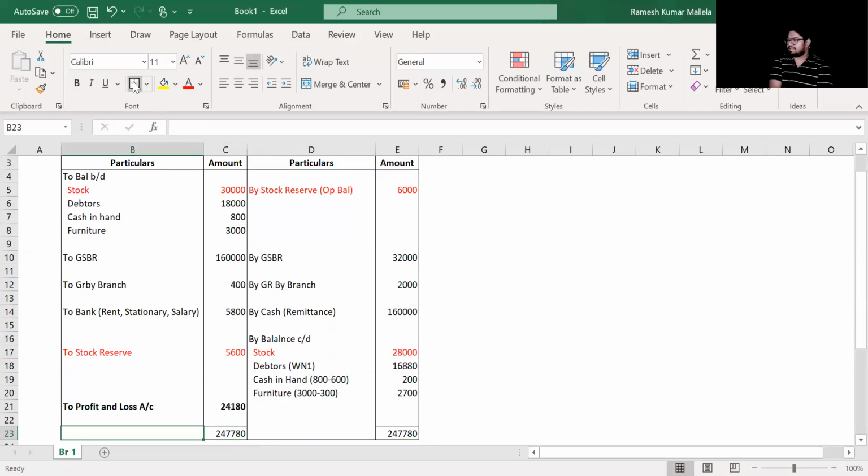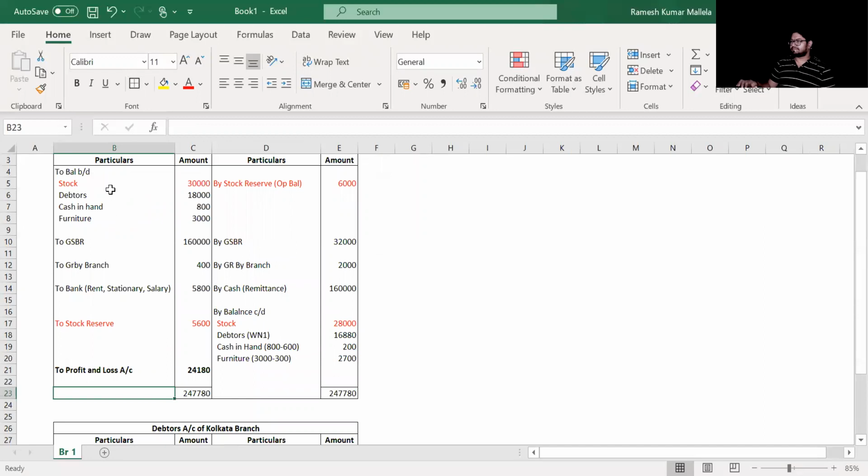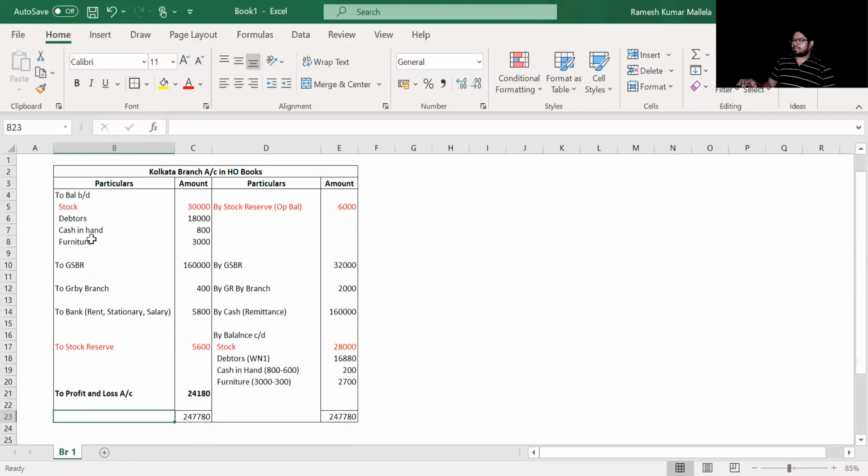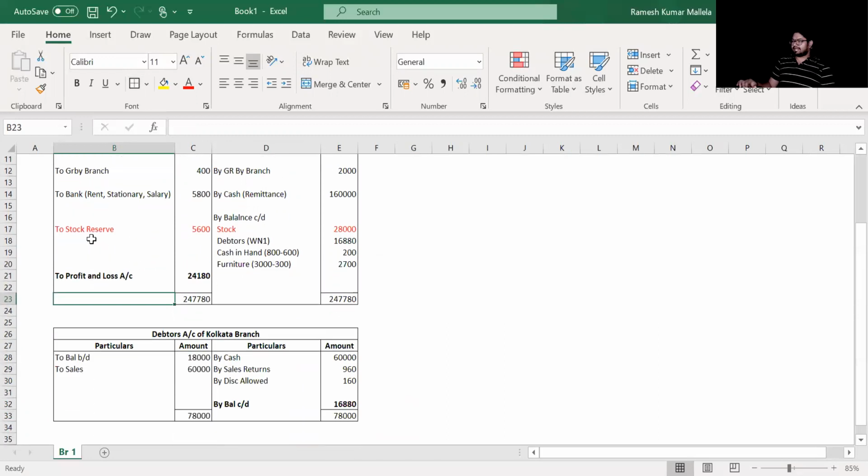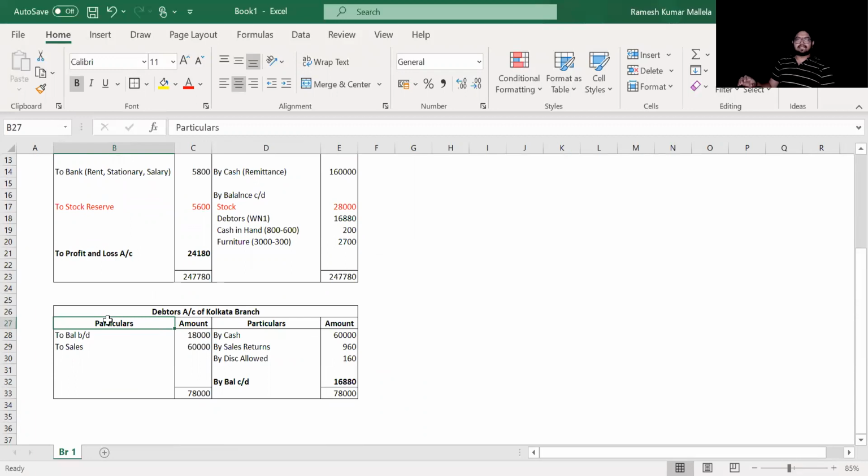Okay. So this is the account which we have prepared for your Kolkata branch account in the books of head office. And then another working note is prepared, that is the debtors account of Kolkata branch. Why did we prepare it? Because we need to know what the closing balance is here. Clear? So this is how we'll have to do it whenever a question is asked. All right. So let's move to the next question.